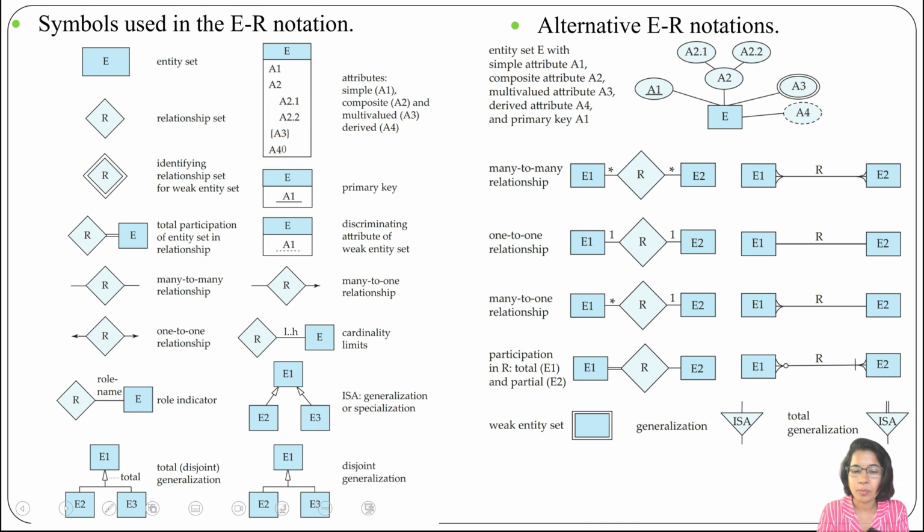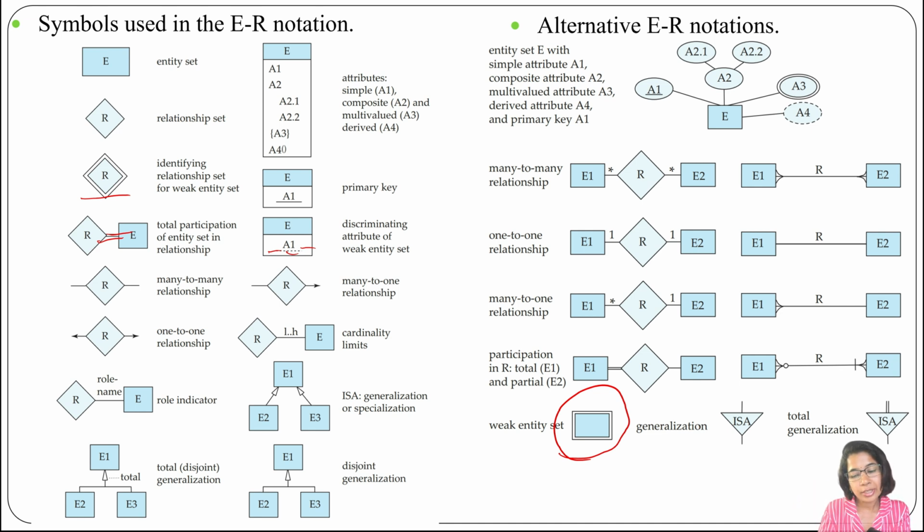For relationship, both we can represent by the diamond. For identifying relationship of weak entity set, double diamond. For total participation, double line. Then the discriminating attribute of weak entity set, that we can represent by the dashed line. In the alternative ER notation, for weak entity set we can make a double rectangle, double border rectangle, whereas in this notation we are writing all the attributes by dashed line. So from that dashed line we can identify that these are the discriminators of a weak entity set, and that will be attached with an identifying relationship set, that is a double diamond. So from that we can identify that it is a weak entity set.